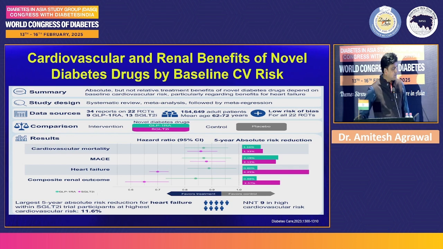As sir has rightly said, the cardiovascular and renal benefits of novel drugs, especially metformin, the SGLT2 inhibitors, and GLP-1 RAs, have shown quite a beautiful benefit as you can see from the slide. In fact, the higher the risk, the greater the risk reduction with both these drugs and also metformin. So there is no doubt about it.